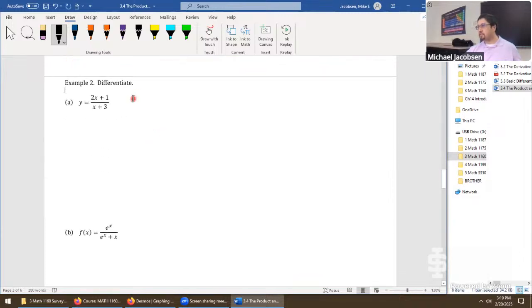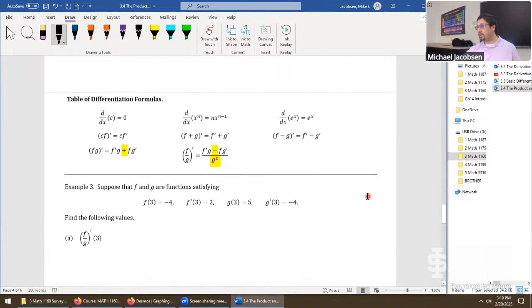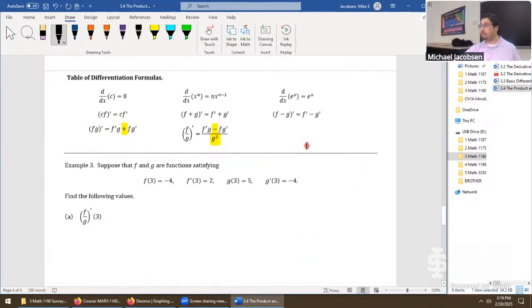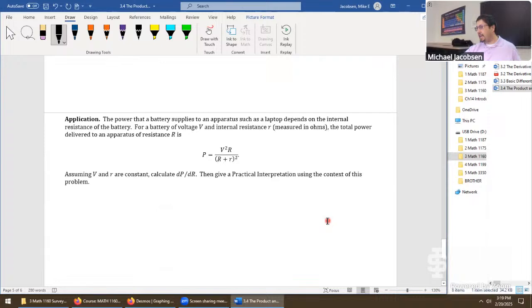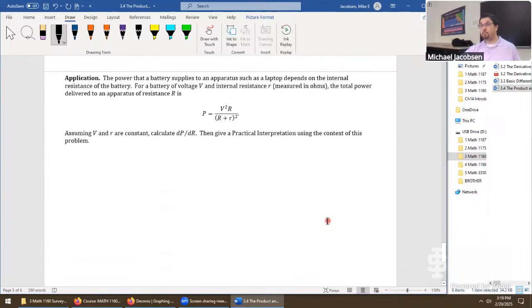We'll take a look at 2x plus 1 over x plus 3. It's a little bit harder with an exponential, a little bit harder with another exponential. Then we'll consolidate all of our formulas into one spot, and do a couple problems where we're just practicing those formulas. And we may not get to this one today, but when we come back on Tuesday's class, we'll look into a really great application for when you really need a quotient rule. Looks like this one is coming from engineering.